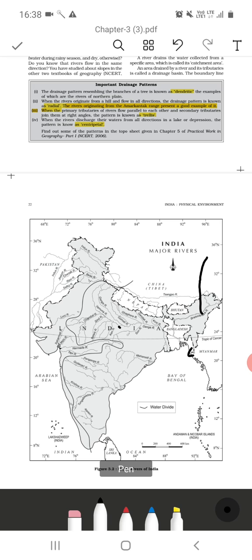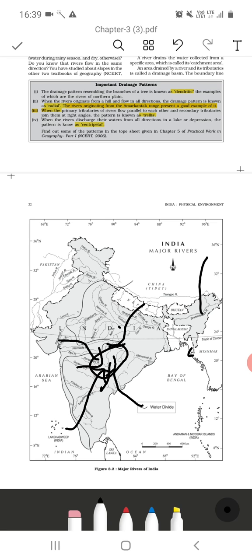When the rivers are originating from different places and they are falling in a depression or a lake, when the rivers are coming from different directions and they are falling into a lake or a depression, that will be centripetal drainage pattern. So basically we have four drainage patterns.